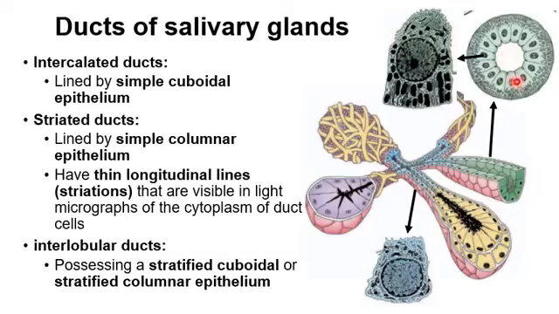Striated ducts give rise to interlobular ducts, which are lined by stratified epithelium. These further unite to form larger excretory ducts.